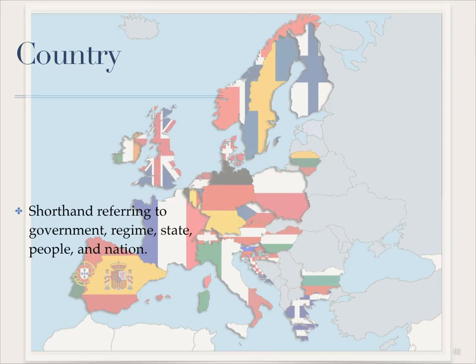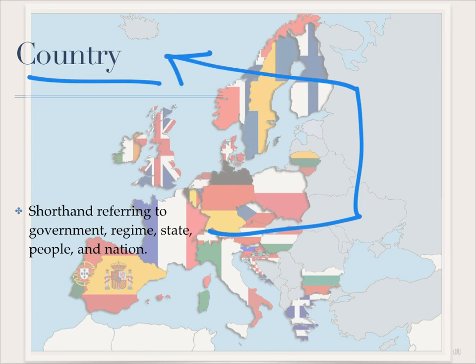Now, this can get confusing. How do you refer to people and institutions and states and governments? We're going to need to do that in this class. Well, we have a shorthand for that, and we call that a country. Country is when we refer to the government, the regime, the state, the people, the nation, all in one easy, handy, dandy definition. So when we're talking technically, as a scientist, operationalizing our terms carefully, the state and the country are different things. State is part of what we mean when we talk about a country, but it's not everything.